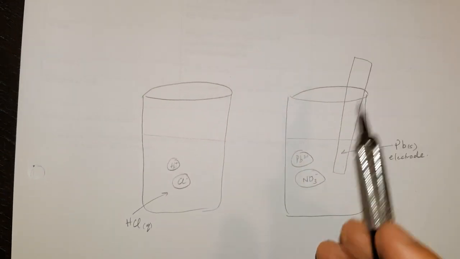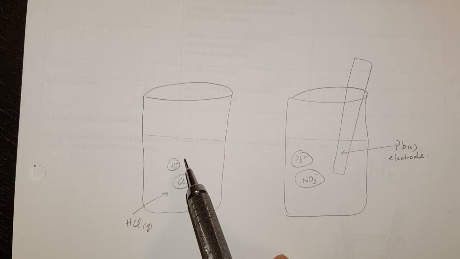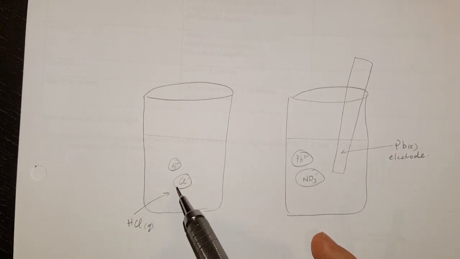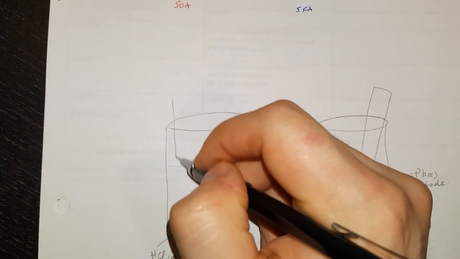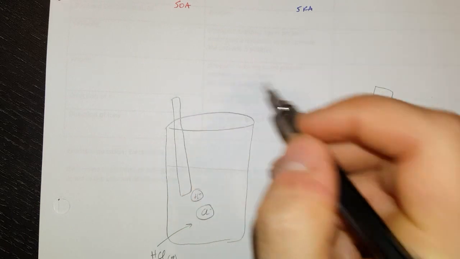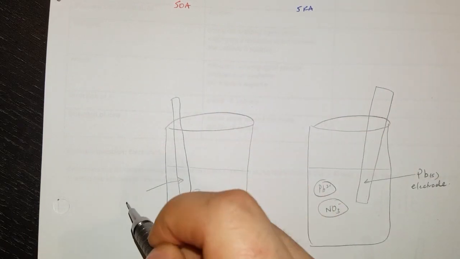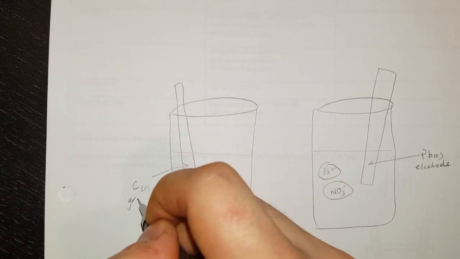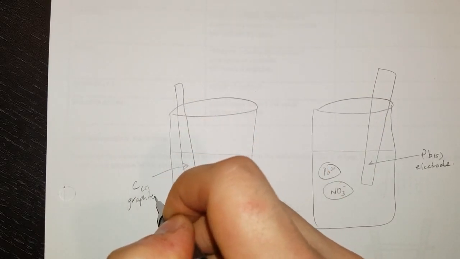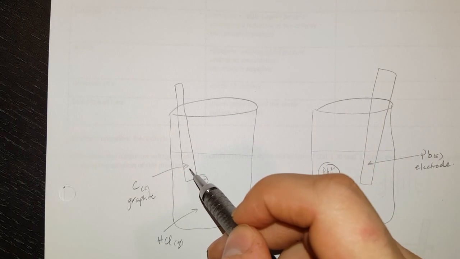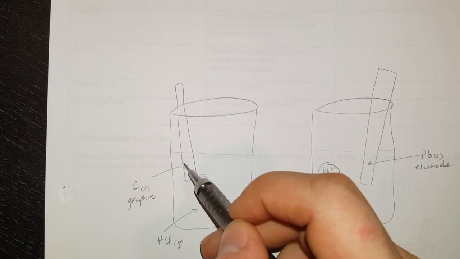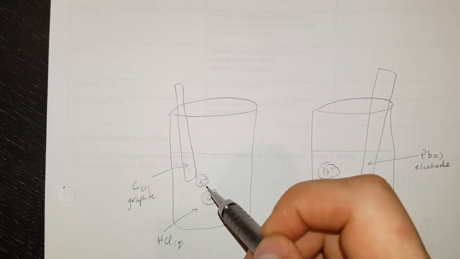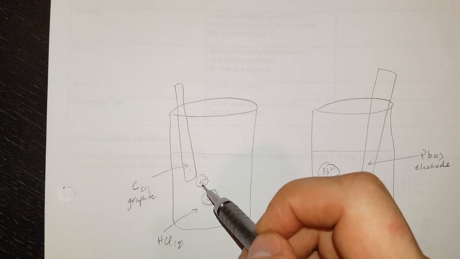And in this case, because we don't want to put the lead in this half cell, otherwise it causes a reaction here, what we're going to do is this electrode here is going to be made of graphite. Okay, so this is going to be our graphite electrode. And again, this electrode here is not going to react. It's just going to provide a surface for the H+ to react.